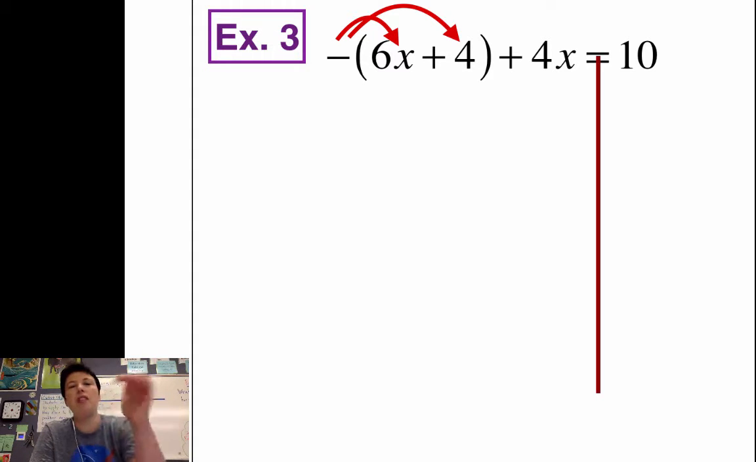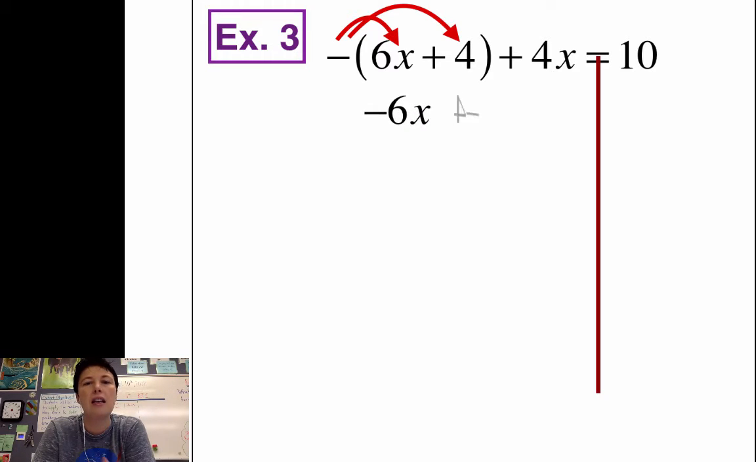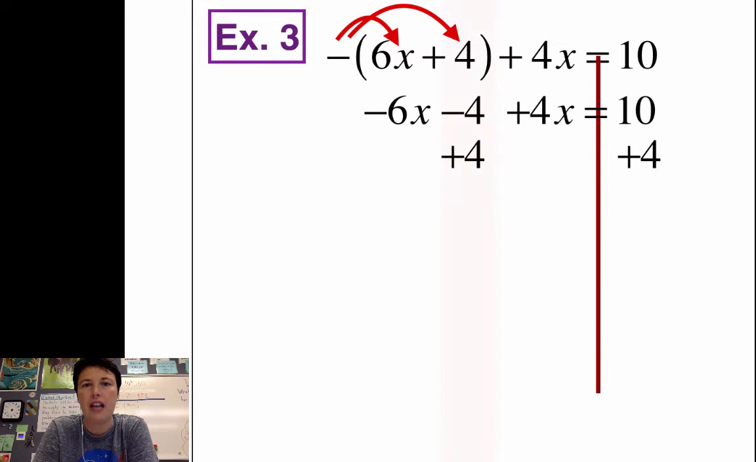I'm going to distribute the negative into each of those pieces. So that 6x plus 4 is actually going to be a minus 6x and a minus 4. But the rest of the problem isn't changing. I still have that plus 4x equals 10. And now I feel ready to solve. So I distributed just the negative sign. Now, to solve this thing, I think I'm going to add the 4 over and get it out of the middle. So if I add the 4 over, I still have a negative 6x plus a 4x. And on the other side, I have 10 plus 4, which is 14.